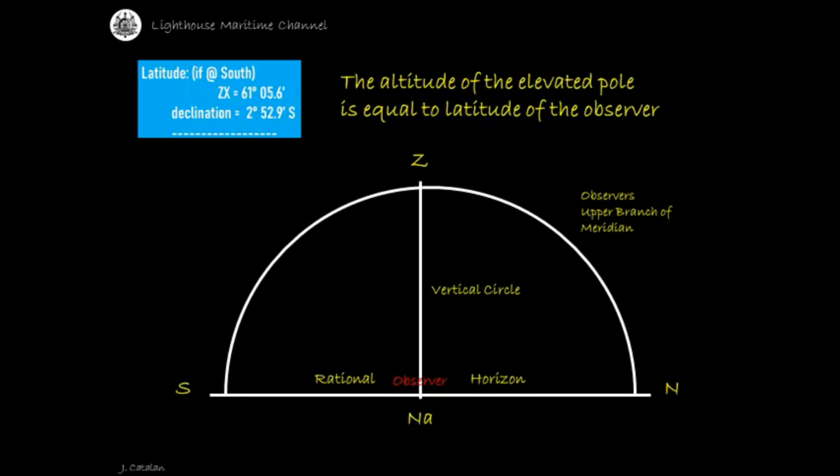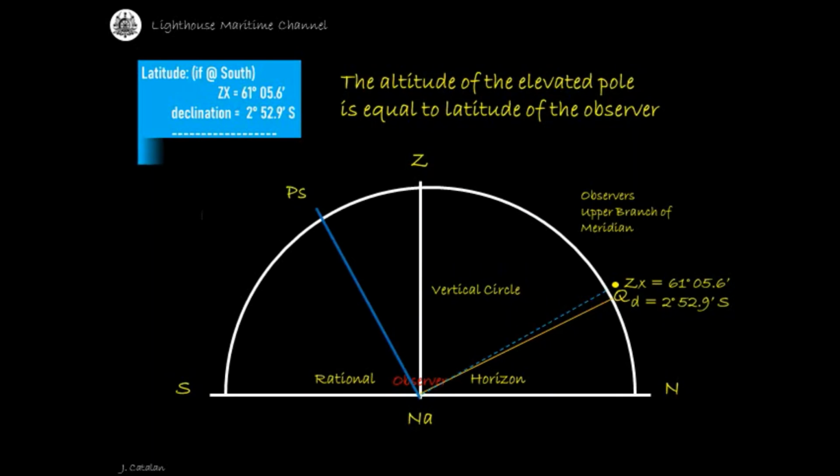If the observer is in the southern hemisphere, the celestial body is here. Zenith distance is equal to 61 degrees 5.6 minutes. And the location of the equinoctial is here. Declination is 2 degrees 52.9 minutes south. 90 degrees perpendicular to the equinoctial is the elevated pole south, which is equal to the latitude of the observer, which is 63 degrees 58.5 minutes south.